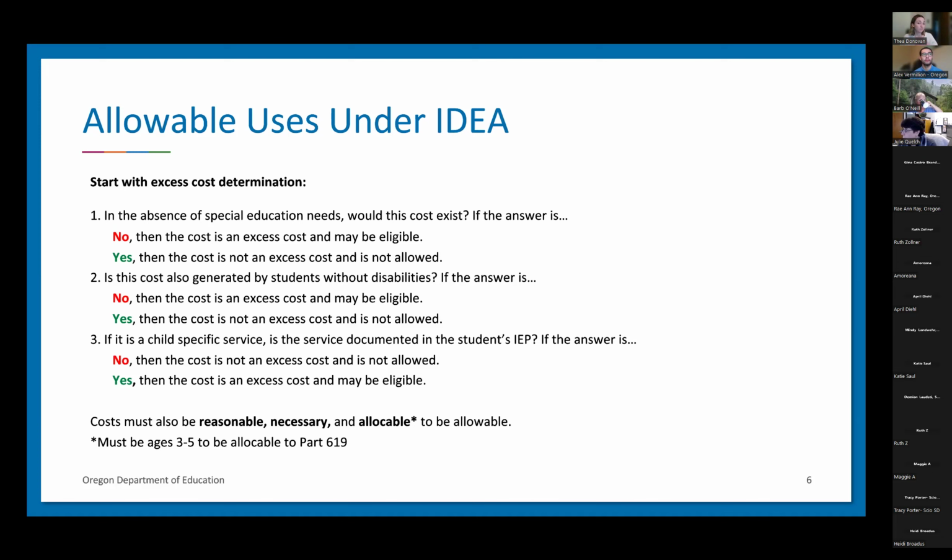Necessary, that's covered in that excess cost: in the absence of these needs, would it exist? And then allocable. When we're looking at allocable for 611, it's ages 3 to 21. For 619, it's ages 3 to 5. So if you want to use those 619 funds, in order to be allocable to 619, it's got to be for students ages 3 through 5.